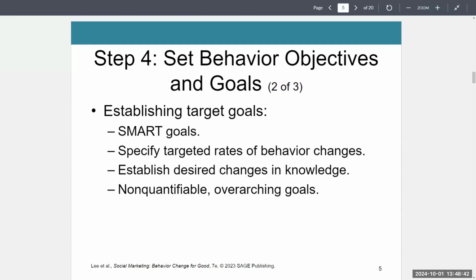Okay, so within that, you have to specify the target rate of change. That's how you end up with the SMART goal. You have to establish the desired change in knowledge, and you have to look at non-quantifiable overarching goals before you take those and put them into specific things that are actually quantifiable. Cool? So it's okay to have a general goal that's not really quantifiable, but when we break it down to pieces and implement it in real-life scenarios, then we have to have it quantifiable.